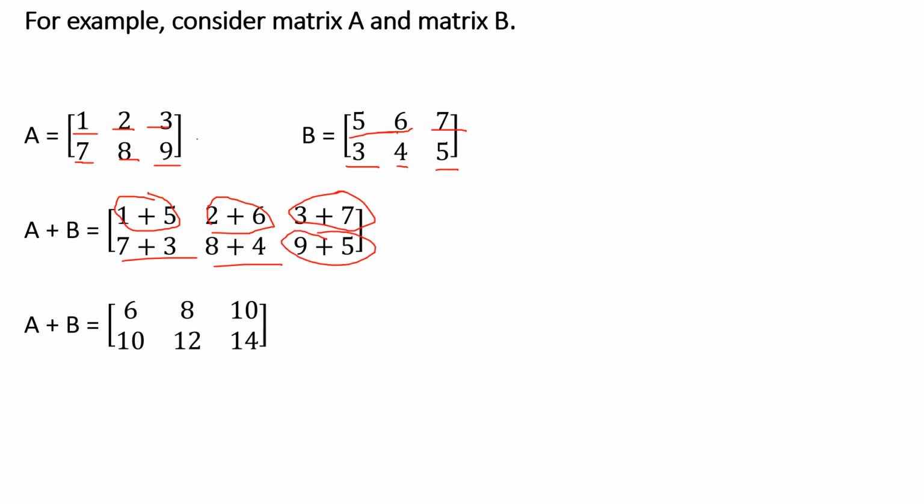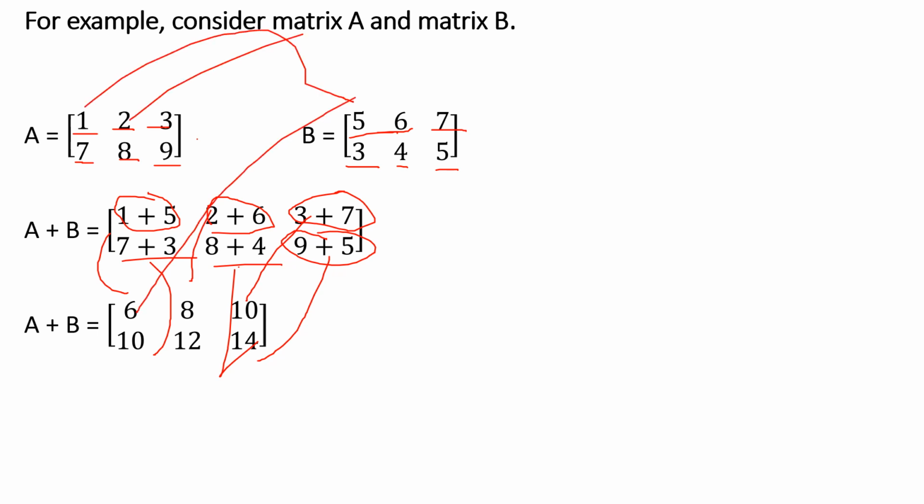And 1 plus 5 simply adds up to 6. 2 plus 6 is 8. 3 plus 7 is 10 down here. 7 plus 3 is 10. 8 plus 4 is 12. And 9 plus 5 is 14. And you could have just gone here. I know 1 plus 5 is 6. And 2 plus 6 is 8.